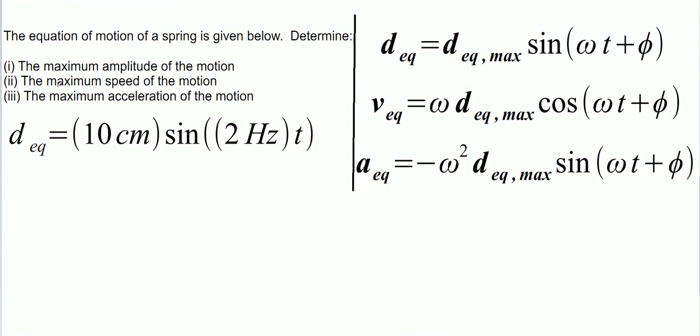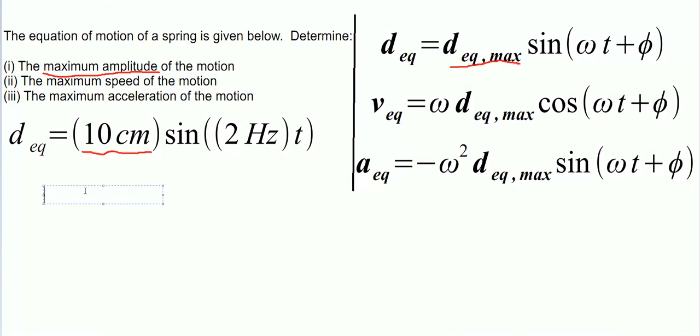The very first thing you've been asked to find is the maximum amplitude of this motion. In other words, what is the maximum displacement from equilibrium? It's this d equilibrium max that you have here. How you would do this is simply compare the two equations. If you compare them, you'll notice that the maximum amplitude of the motion is simply whatever number is outside the trigonometric function, and that's it.